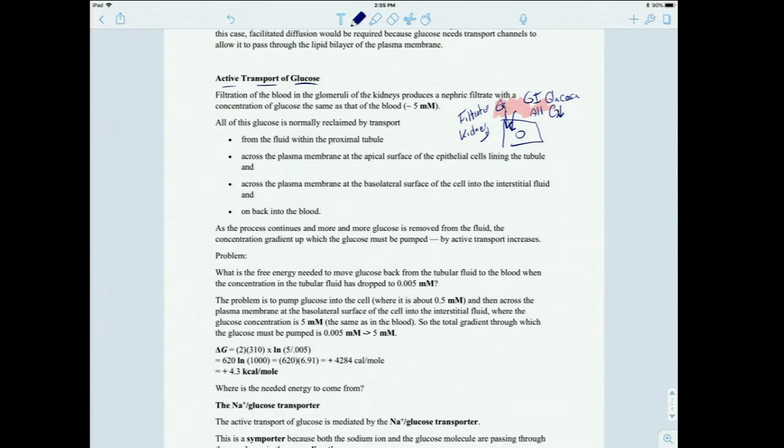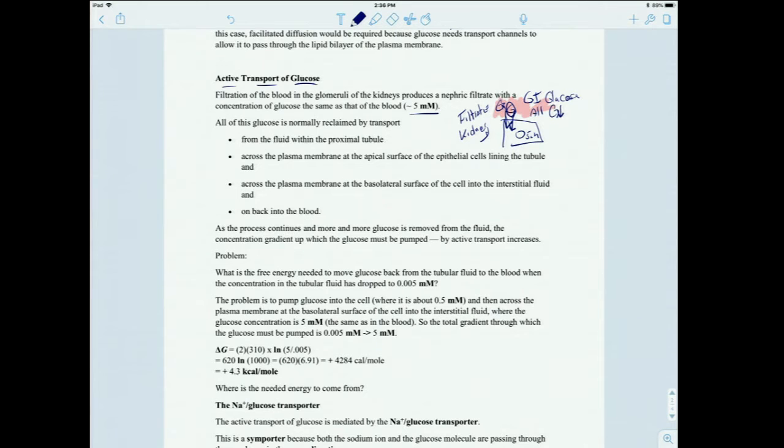So the glucose level in a normal body is about 5 millimolar concentration. So your 5 millimolar would be in the cell itself, and then the glucose in the filtrate out here would be less and less as it absorbs more and more of it, which means I am making the concentration gradient larger and larger. So what we have to do is figure out a way of having enough energy to do that.